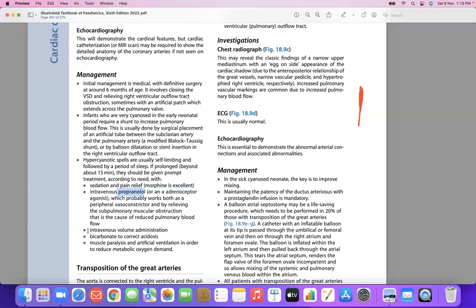The third thing is the IV fluid. If there is acidosis, you will go for bicarbonate. And I think muscle paralysis and artificial ventilation you can keep as a last resort.